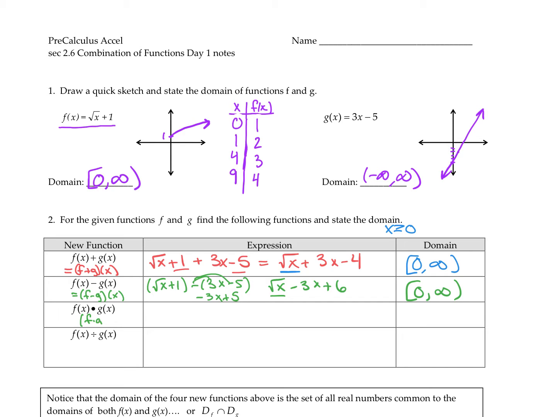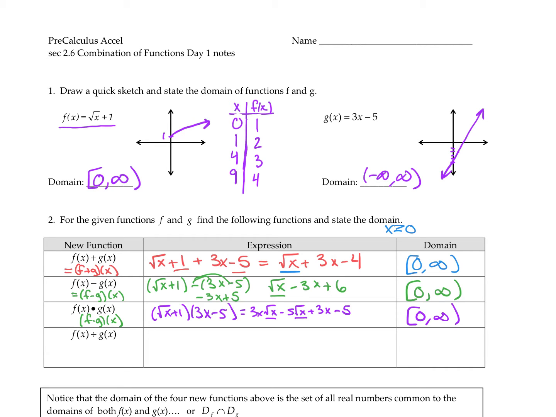This is multiplying f times g. So I'm going to do square root of x plus 1 times 3x minus 5, and I'm going to have to FOIL. So I'll get 3x square root of x minus 5 square root of x plus 3x minus 5. And that does not give me any like terms. Again, I have these square roots of x's, but those are my only restriction. So my domain, again, will still be 0 to infinity.